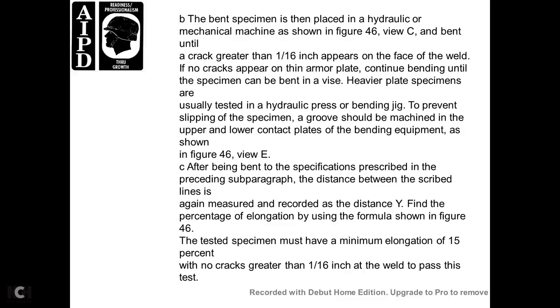Heavier plate specimens are usually tested in a hydraulic press and bending jig to prevent slipping of the specimen. The groove should be machined with the upper and lower contact plates. Bending equipment is shown in figure 46, view E.